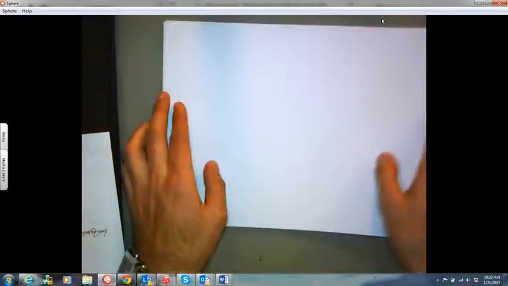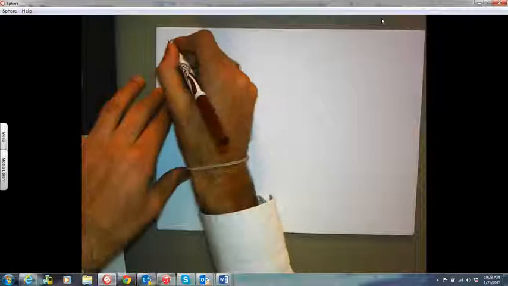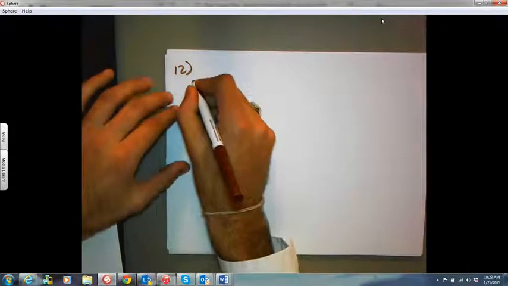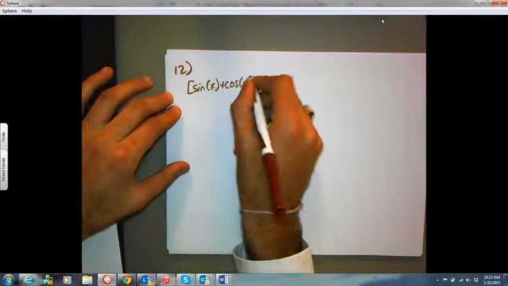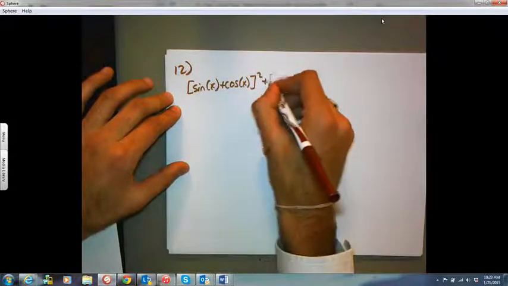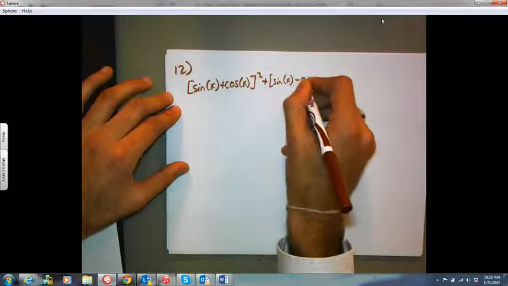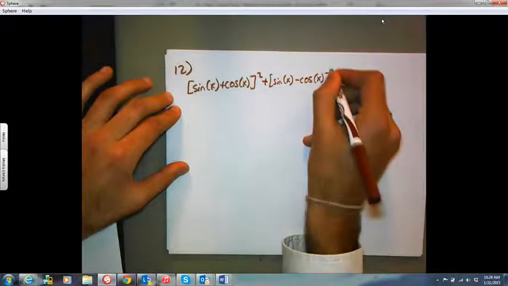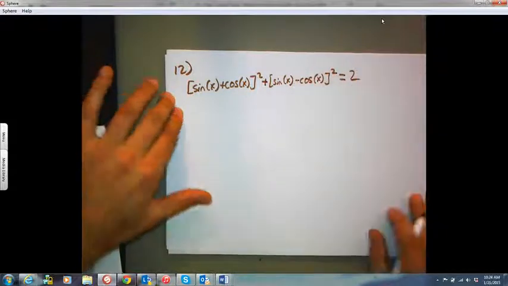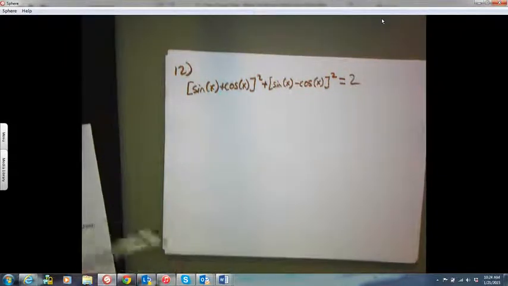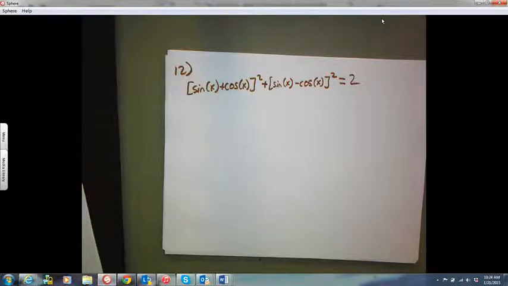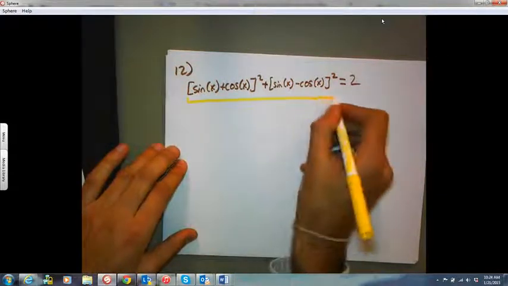Alright, so number 12 says sine of x plus cosine of x, squared, plus sine of x minus cosine of x, squared, equals 2. Again, one side is clearly more complicated than the other. Absolutely right. This side is the more complicated side.